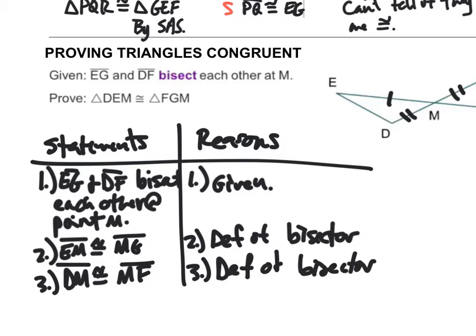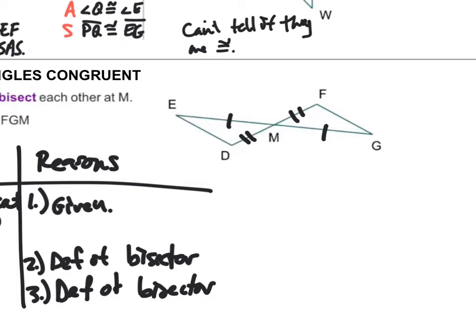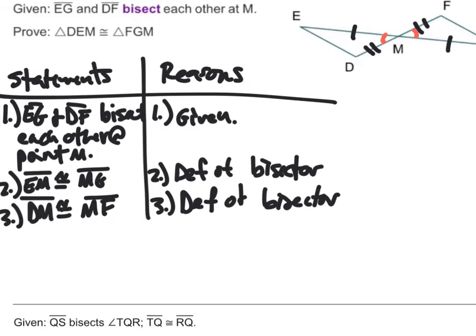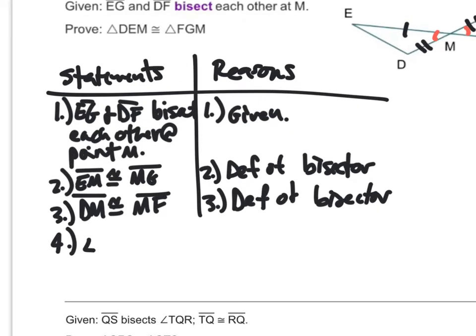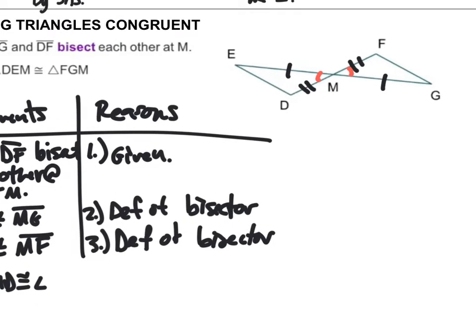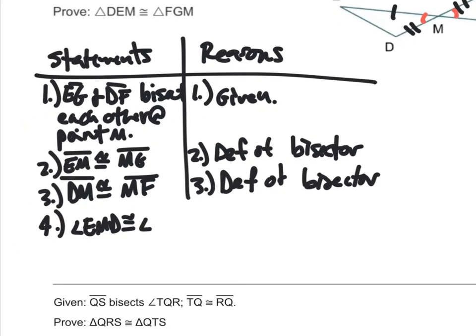Now, the other thing I can say is that this angle here, EMD, is congruent to the other angle, GMF. So I'm going to say that in step 4: angle EMD is congruent to angle GMF. The reason I can say that is because those are vertical angles.